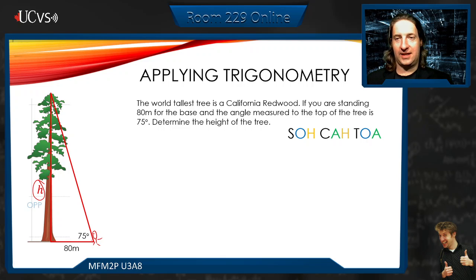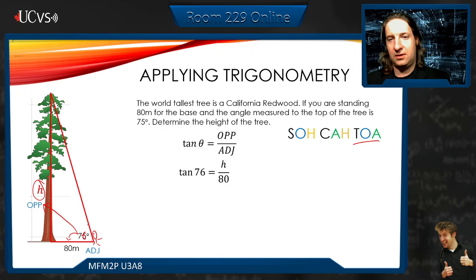Now, what I can do is label this. That's the opposite. This is my angle, it's farthest away, so it's the opposite side. And I know my adjacent side is 80 meters, the closest side to the angle of 75. What ratio has O and A in it? Tan. So I'll write out tan theta is equal to opposite over adjacent. I substitute in. Oh, that should be 76. Sorry. So the tan of 76 is h over 80.